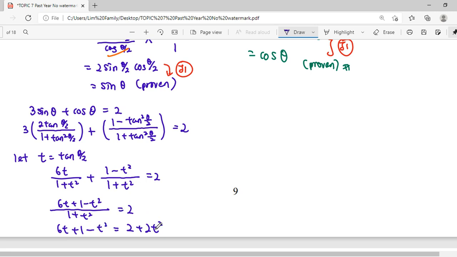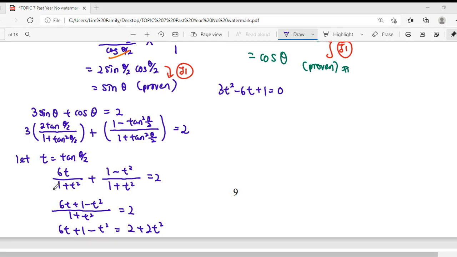So I move this t squared to the right hand side. I get quadratic 3t squared, and then 6t to the right hand side, negative 6t, and then here 1 to the right hand side, 2 minus 1 equals 1. This is a quadratic. Once we get a quadratic, we are safe already. So try to press the calculator, see if we can factorize or not. When a equals 3, b equals negative 6, c equals 1, can we factorize and get the value?